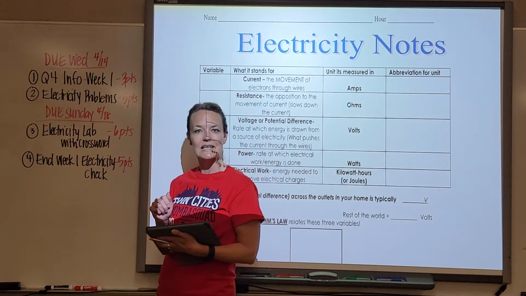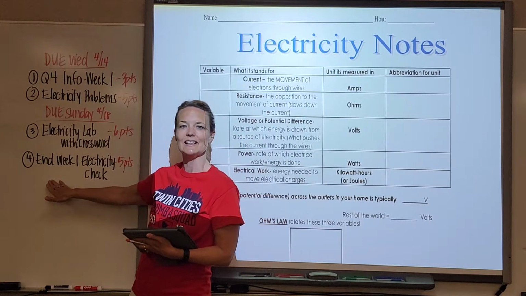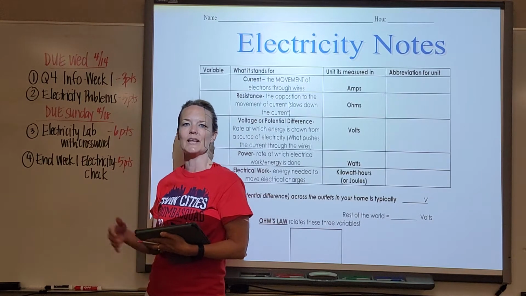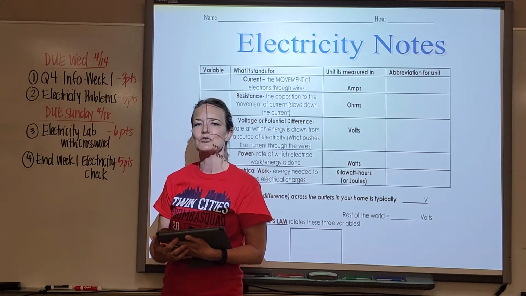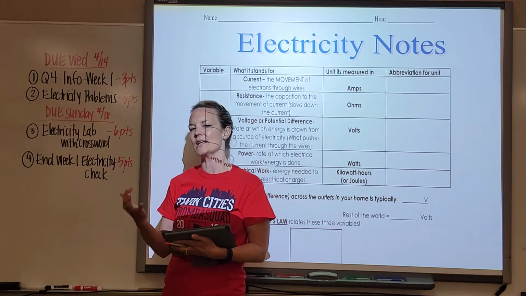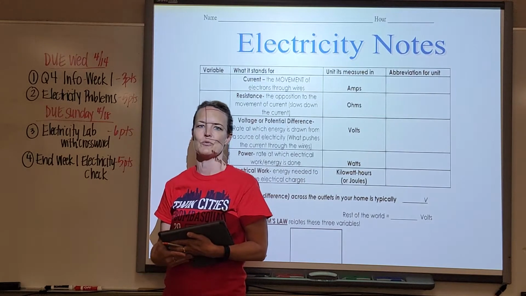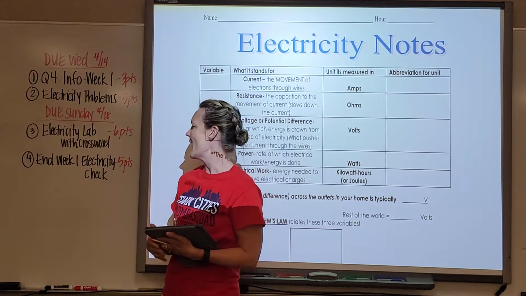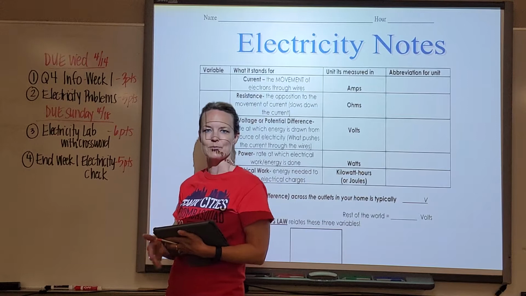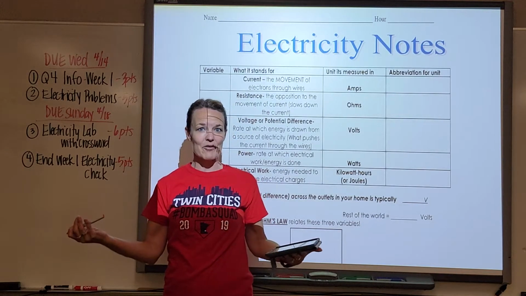That will get you 6 points, and then finally, just like on previous weeks, there will be an end of week 1 electricity check for you to go through. It's not math, it's kind of the basics, getting to know the different variables, what they're measured in, the units, and so forth. And that will get you 5 points, 1 attempt on that. All right, we are ready to get started.